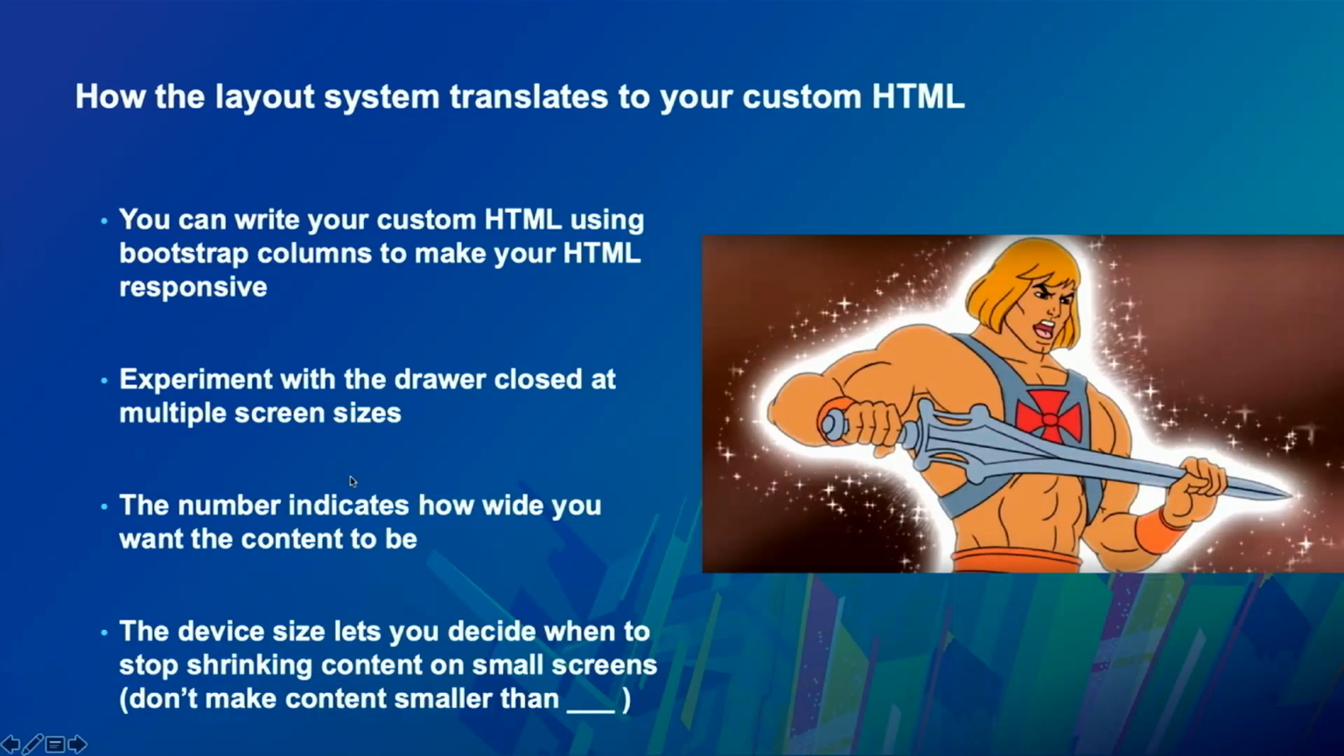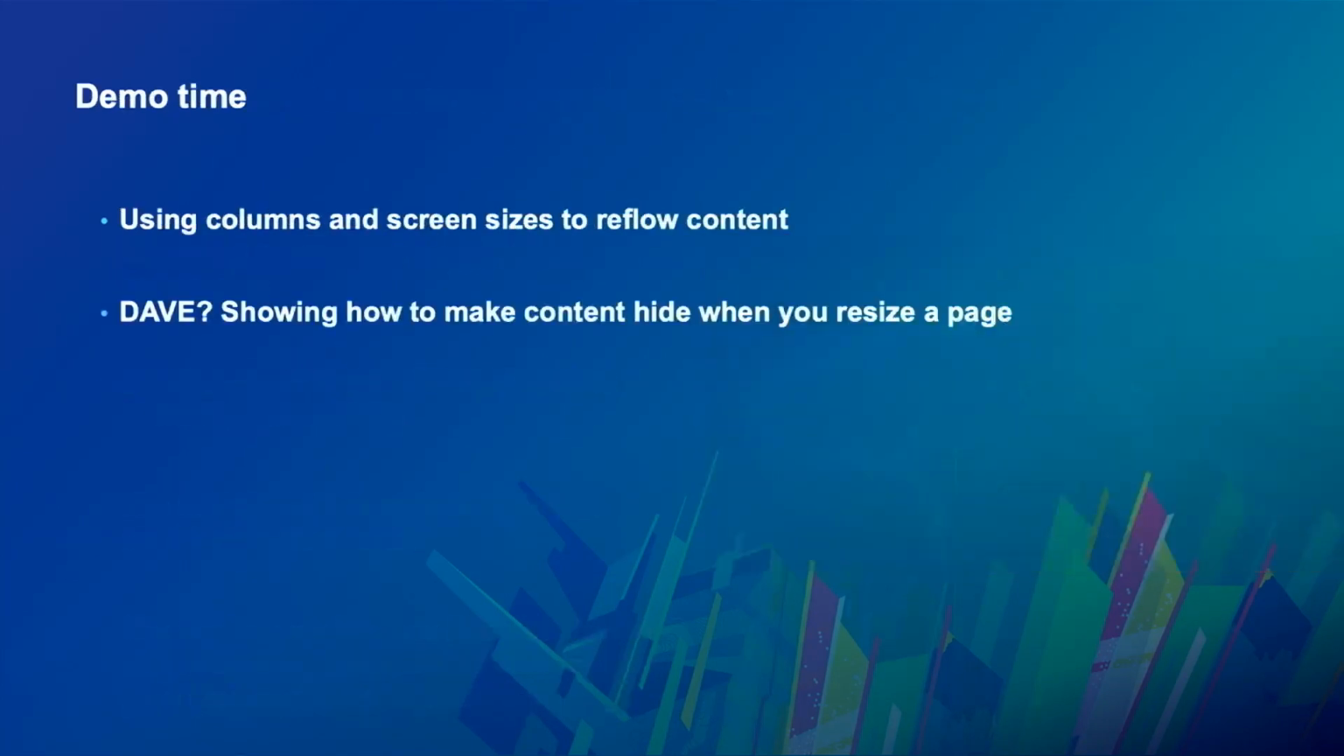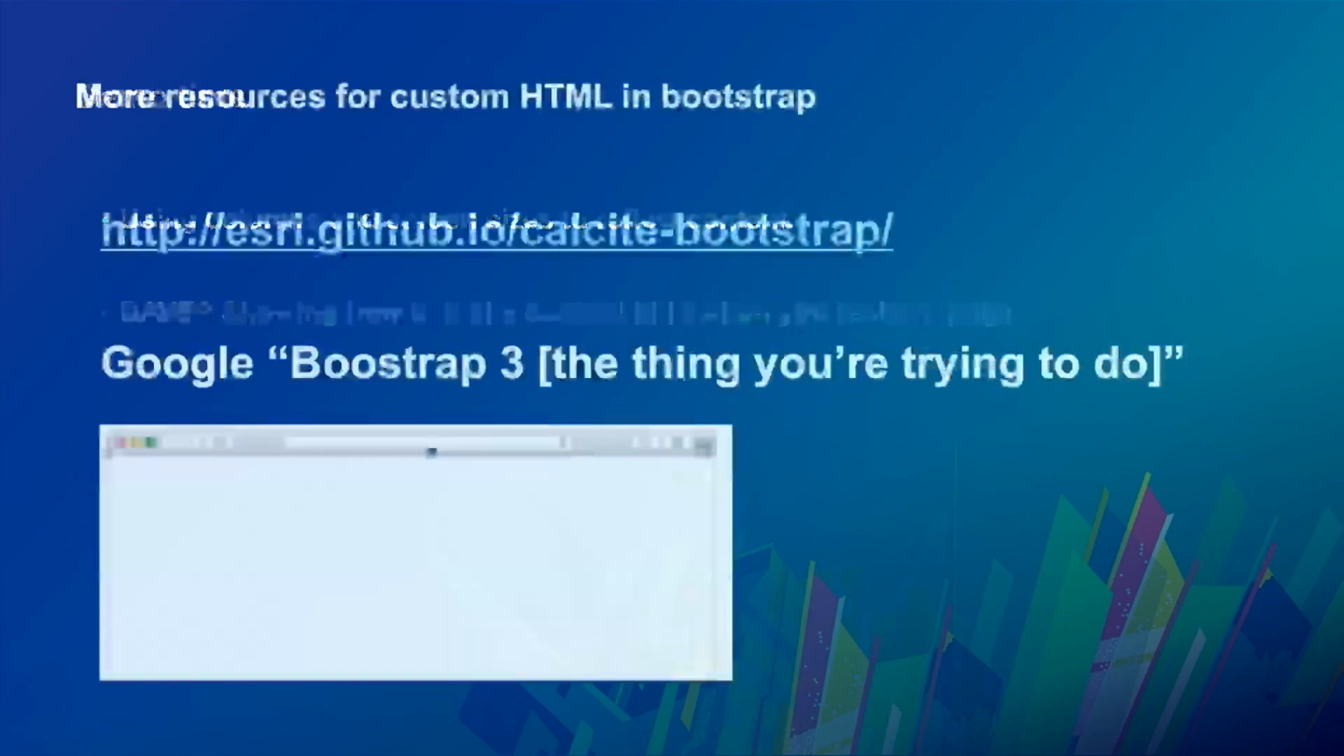So experiment with different screen sizes. If you forget to do this, your thing might look great only on your machine. The number indicates how wide your column is, and the device thing indicates the screen. I just showed you that.